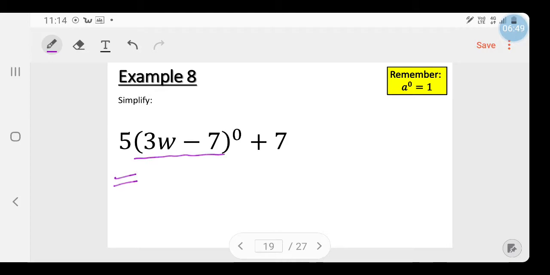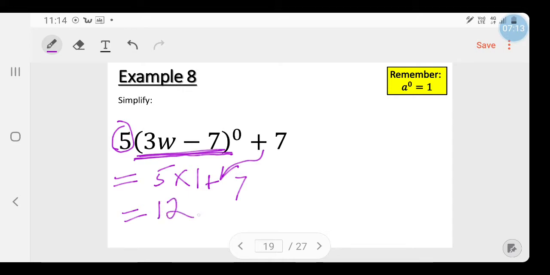Well, this whole part here is raised to the power of 0. So we're going to have 5 lots of 1. Okay, so 5 times 1. And then this plus 7 just comes down for the moment, plus 7. Now it's a regular BIDMAS problem. What's 5 times 1 plus 7? 12. So we were actually able to come up with a numerical answer for that one.